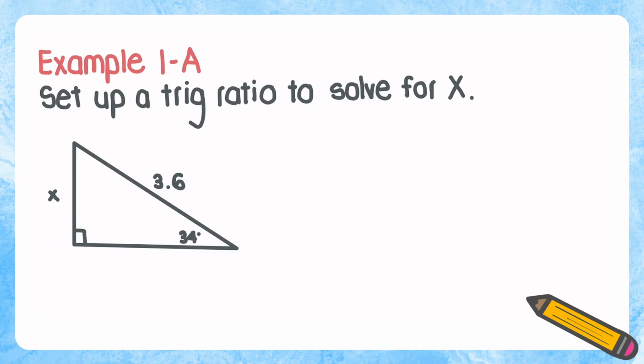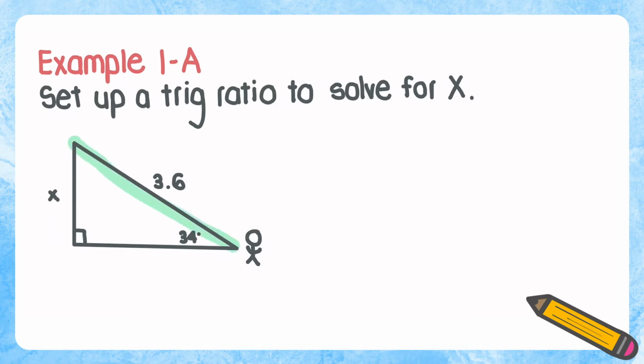We're given our first example here. It tells us to set up a trig ratio to solve for x. I have a right triangle with one given angle as well as one given side, and I have to find that x side. So let's draw a person where the given angle is. Here I have my person at the 34-degree angle, and based on where this person is standing, let's identify which sides we're going to be working with.